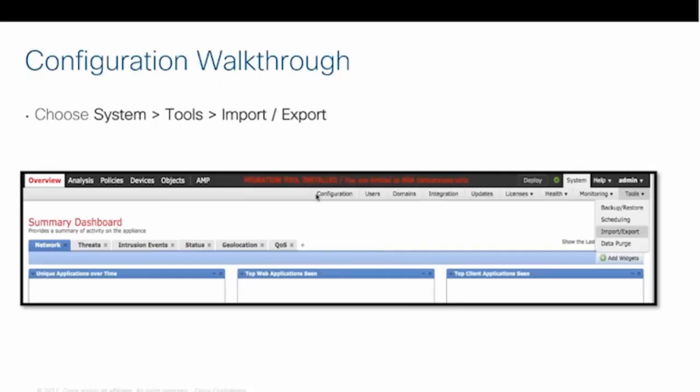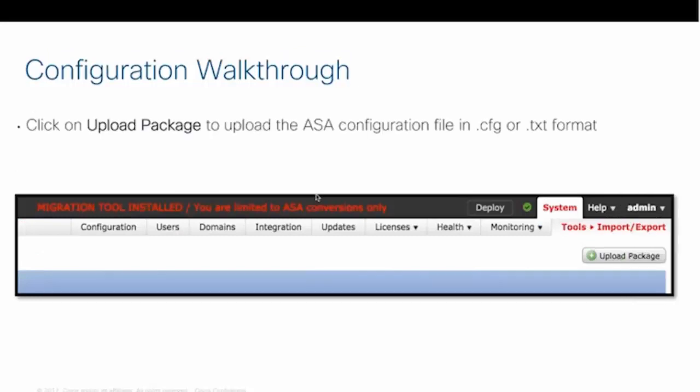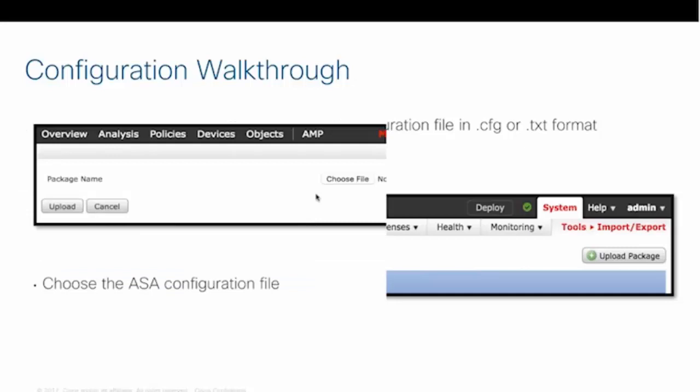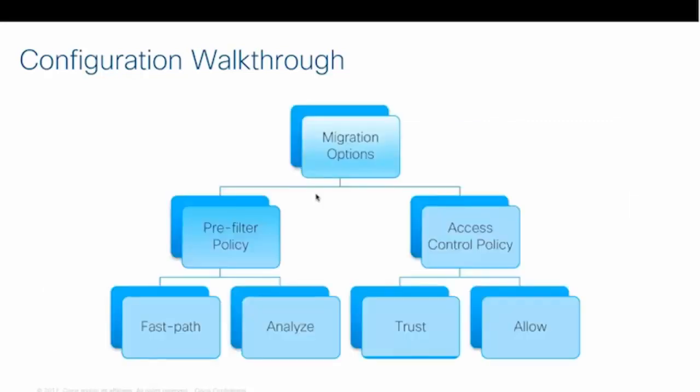Now we will take a look at the configuration part. Once we have the migration tool up and running, we can log into the GUI and navigate to the option System Tools, Import Export. Once we go to the option, we can click on the tab Upload Package to upload the ASA configuration file which we have on our system in .cfg or .txt format. Once we have chosen the file and click on Upload, it will redirect us to a new page called Migration Options. Before going into that page, we'll talk a little about what the migration option refers to.